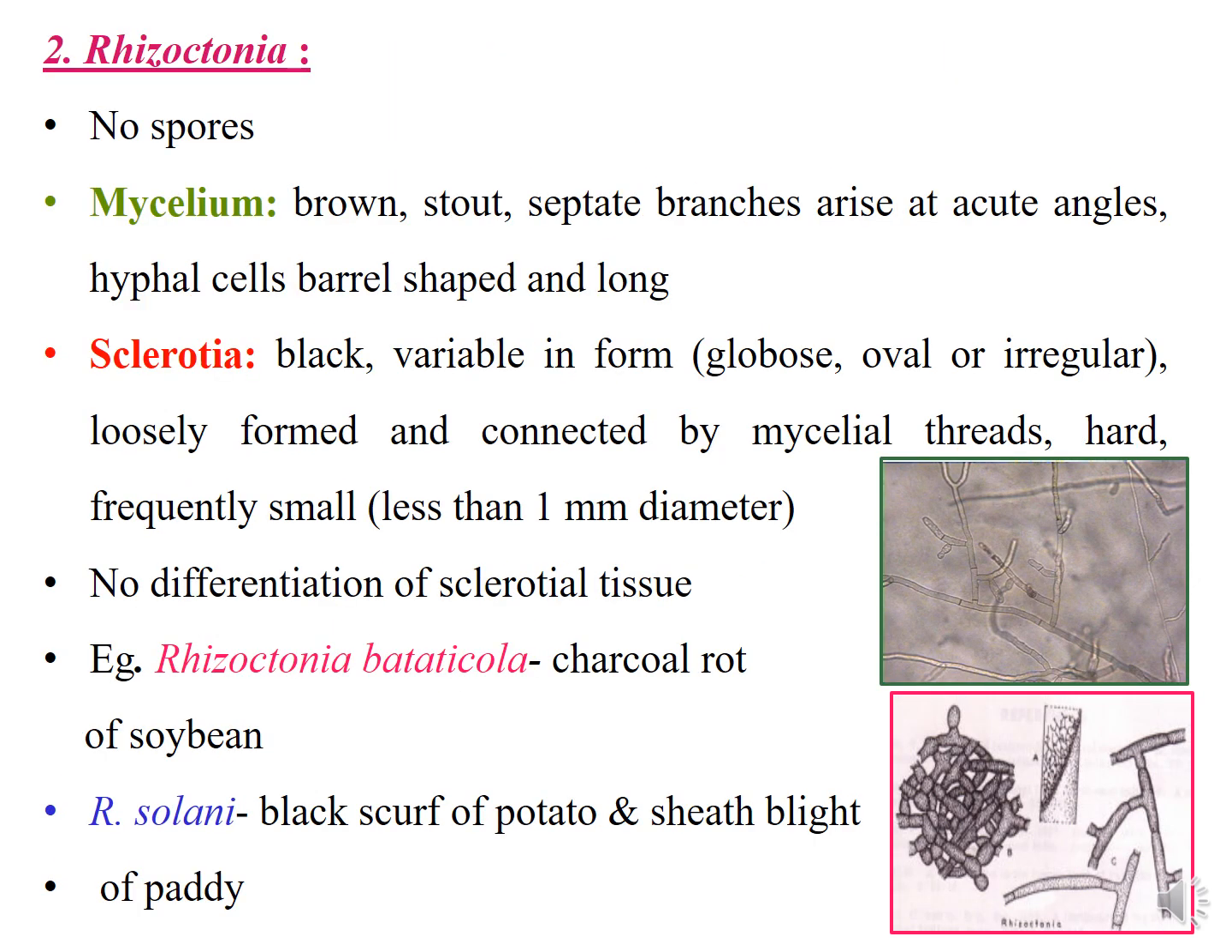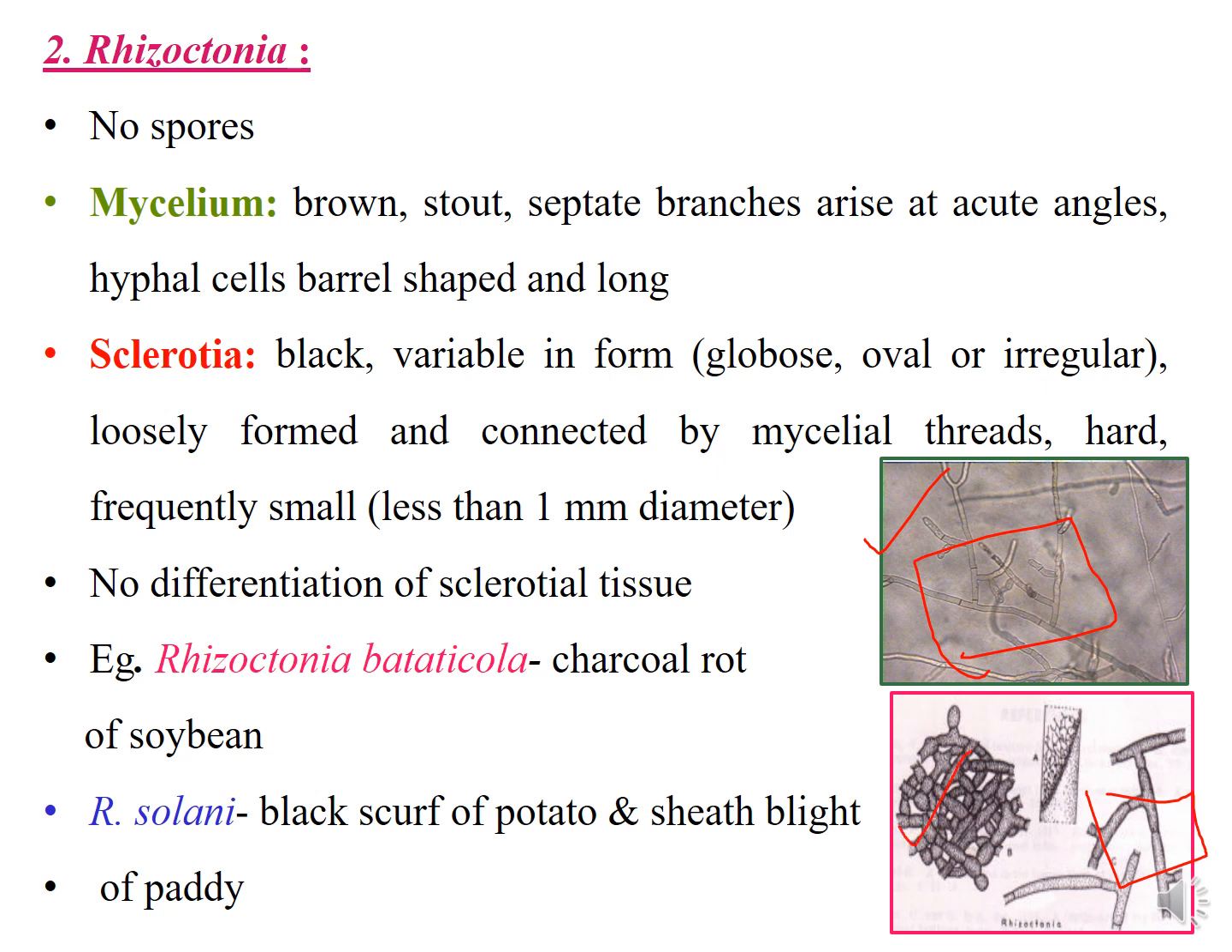And coming to Rhizoctonia, here there are no spores, and here you can see how the mycelium is growing. It is brown in color, stout and septate. Branches arise at acute angles. Here you can see acute angle branches in both pictures, and hyphal cells are barrel shaped and long. How the sclerotia look: they used to be black and variable in form. There is no particular shape, it may be globose, oval, or irregular, and it is loosely formed and connected by mycelial threads. Here you can see how it is connected.